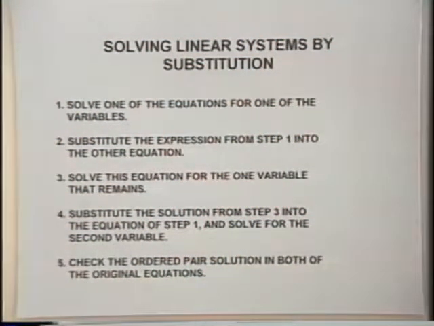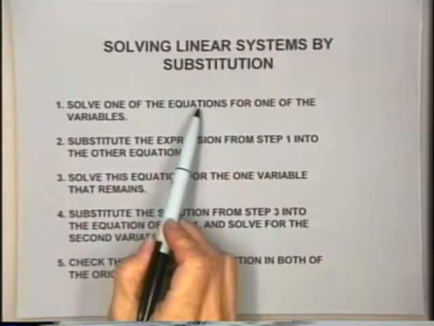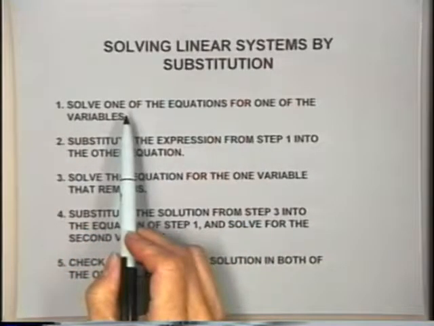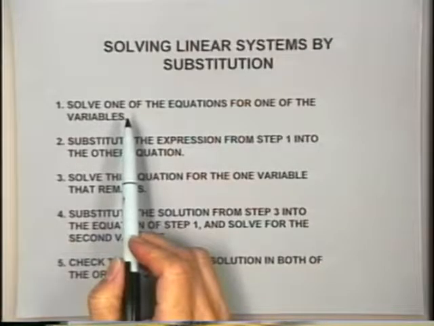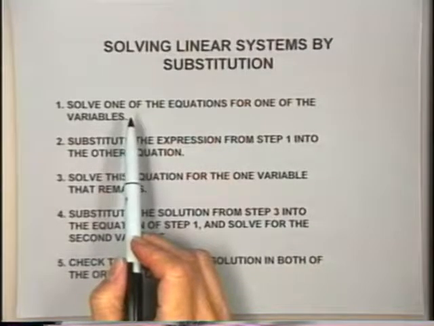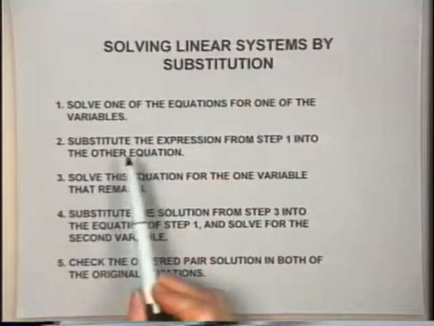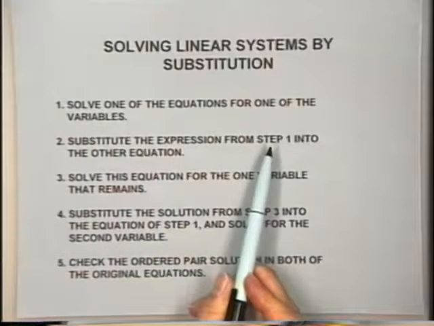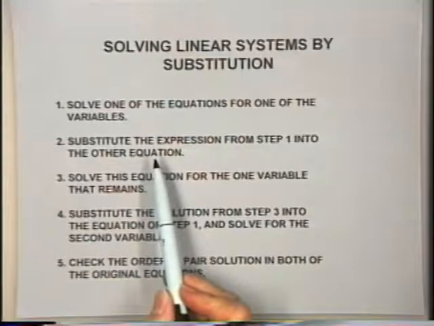Solving linear systems by substitution. To solve by substitution, we will follow these steps. First, we will solve one of the equations for one of the variables. What we'll do here is look for a variable that is going to be easy to solve for. Secondly, we will substitute the expression from this first step into the other equation.